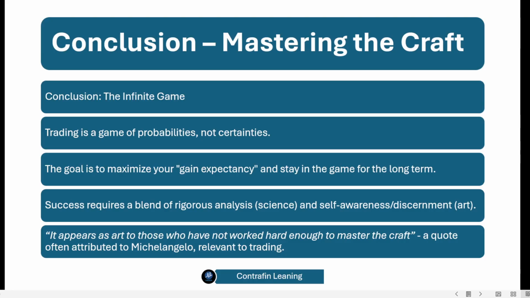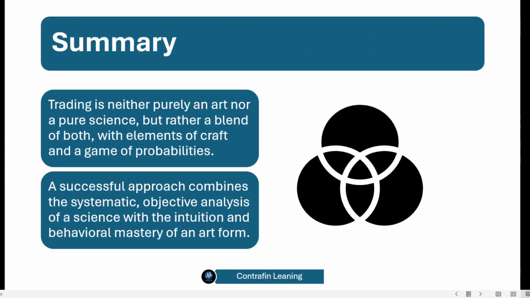So this was the video, and the summary is that trading is neither purely an art nor a pure science, but rather a blend of both, with elements of craft and a game of probabilities. A successful approach combines the systematic, objective analysis of science with the intuition and behavioral mastery of an art form. So this was the summary and this was the conclusion. People used to ask: is it a science, is it an art, or is it gambling? So you need to go through this video twice, thrice, and understand what it is.